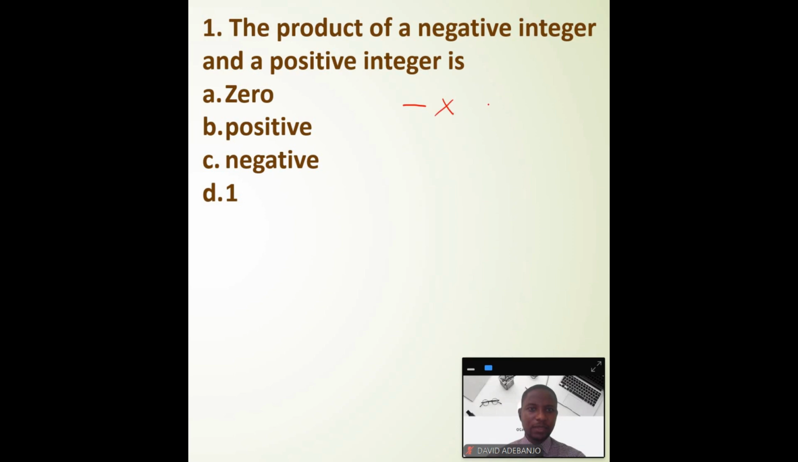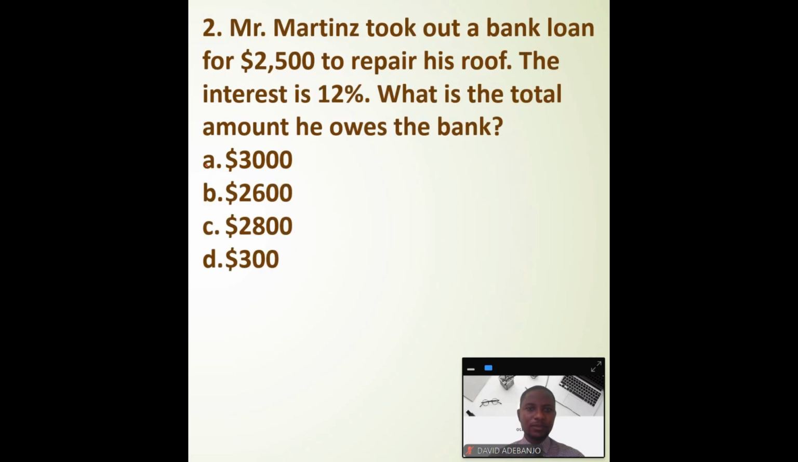For the simple stage, the first question says the product of a negative number and a positive number. Product means multiplying, and negative times positive will give you negative. It's like a negative attitude mixing with somebody with a positive attitude. If care is not taken, most times they turn out to be negative. So you have C.